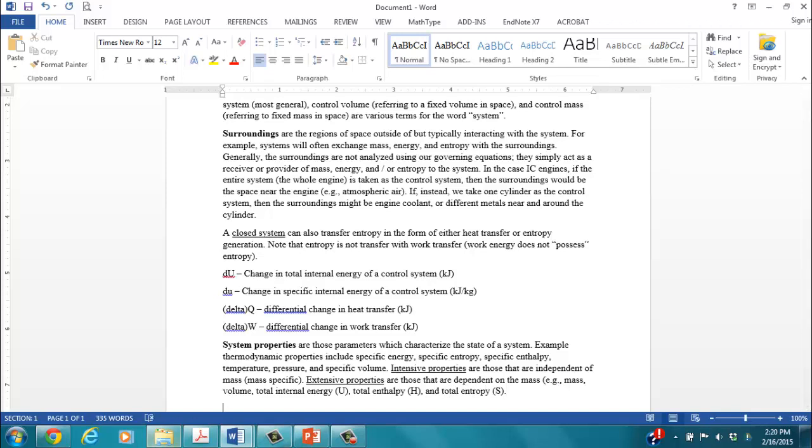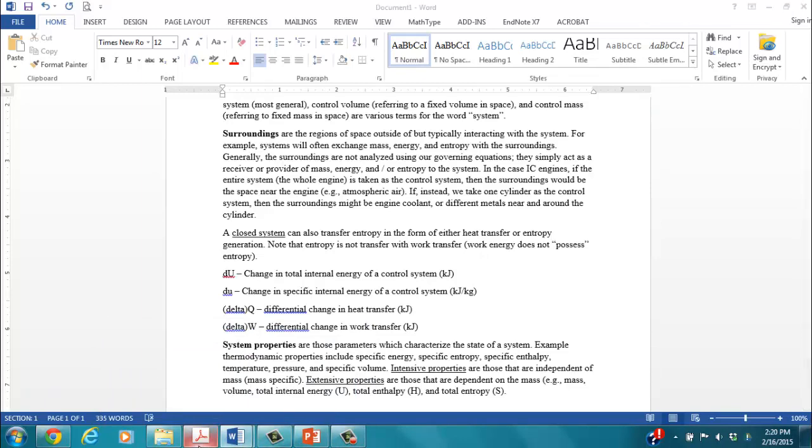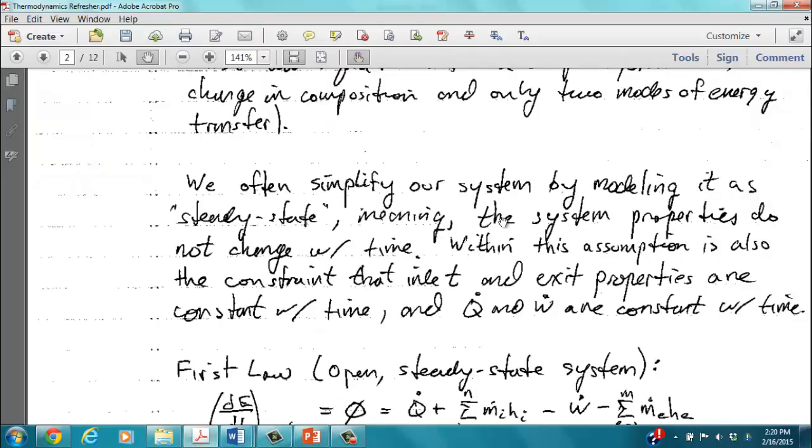Okay, so when we say that a system is operating steady state, what that means is that these properties, things like temperature, pressure, energy, entropy, mass, if you will, are not changing with time. They're constant with time. If I observe my system at some instant in time, I'll record a temperature, pressure, energy, enthalpy, and entropy.